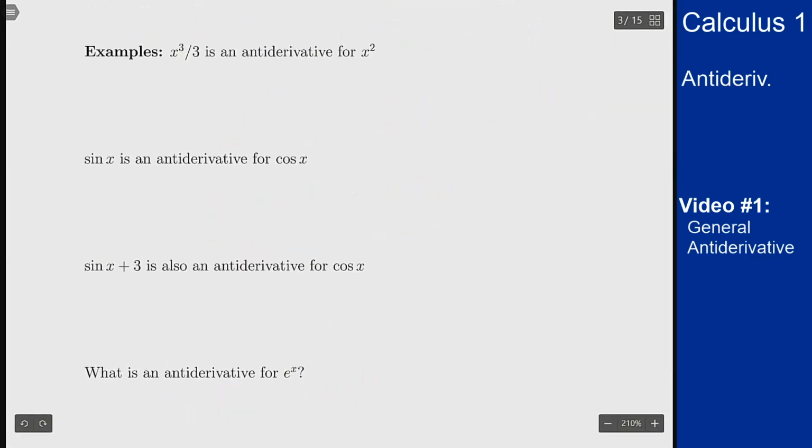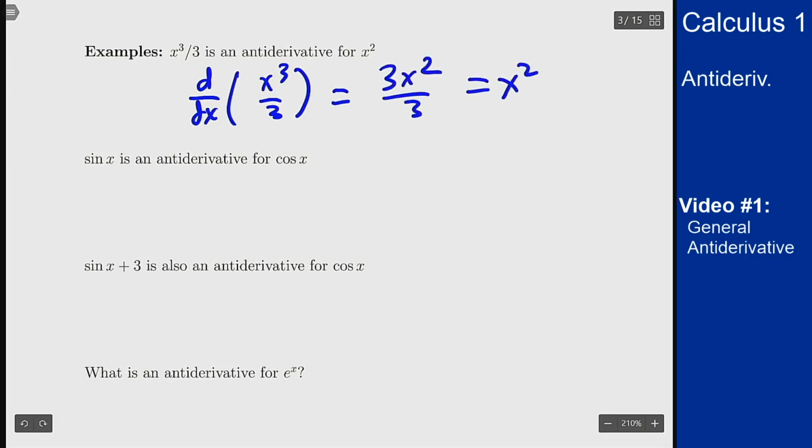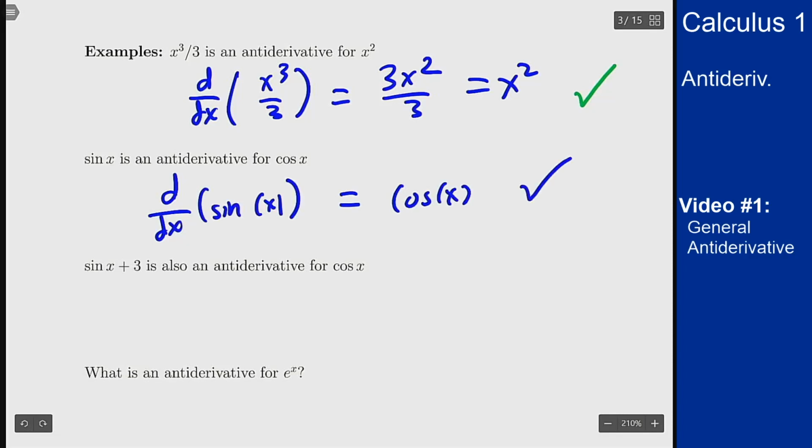Some examples. X cubed over 3 is an antiderivative for x squared. How do we know that? Well, if I differentiate x cubed over 3, I get 3x squared over 3, which is just x squared, which is what I wanted. So that is an antiderivative for the function x squared. Sine of x is an antiderivative for cosine of x. How do we know that? Well, if I differentiate sine of x, I get cosine of x, and so we're good.